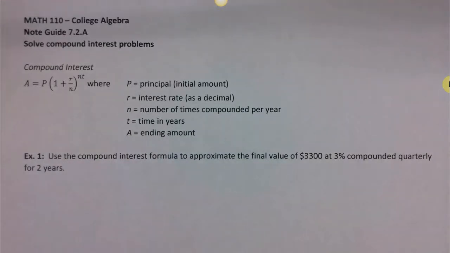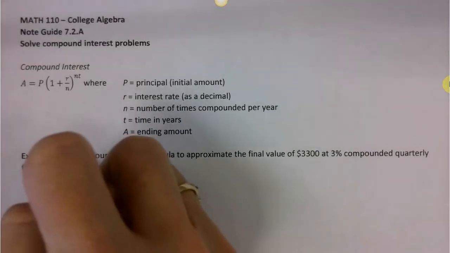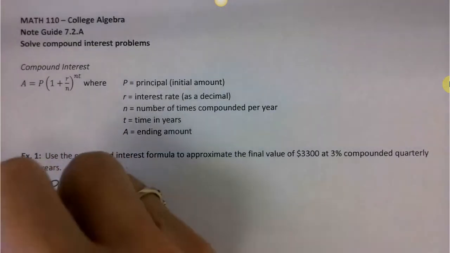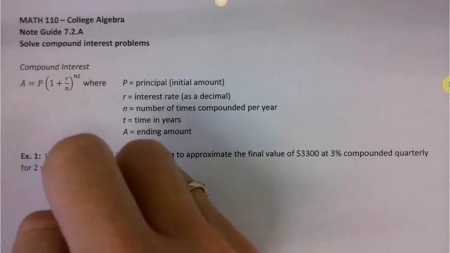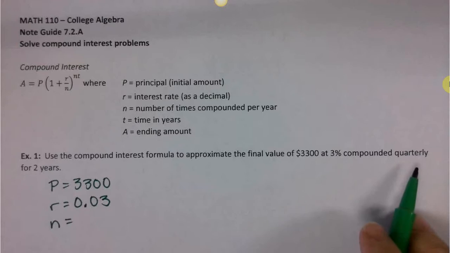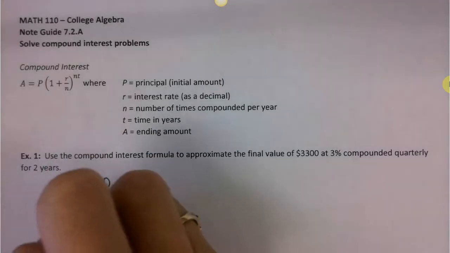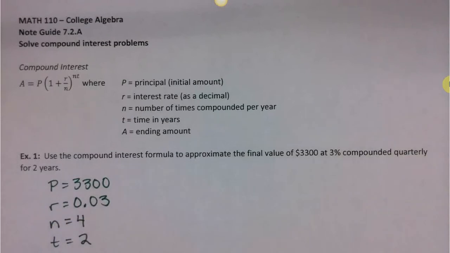So we want to use the compound interest formula to approximate the final value of $3,300 at 3% compounded quarterly for 2 years. So I'm going to start by identifying all of my different variables. So the $3,300, that's the P, the principal. R is this 3%, but we want to convert it to a decimal, which would be 0.03. N, we're told this is compounded quarterly, which would be 4 times a year. And then T, the time in years, is 2.